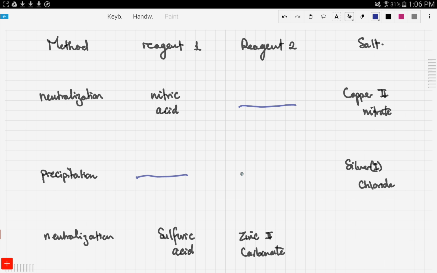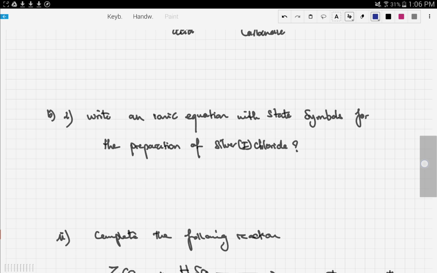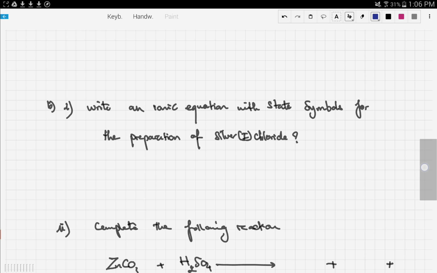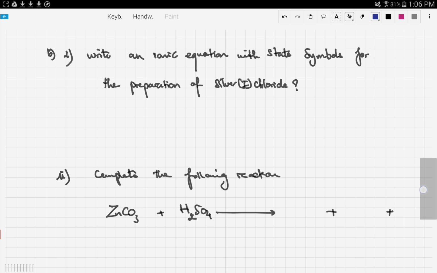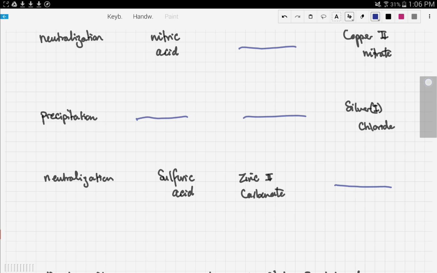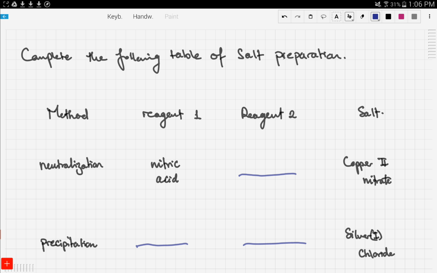So the blank, a blank, and a blank. And then it tells you write an ionic equation with state symbols for the preparation of silver chloride, and then it asks you to complete the following reaction. So let's start. Now we're in an exam. Imagine you're in an exam and you need to solve this question right here, and you need to solve it smartly. Now let's begin. So we talked about neutralization reactions, and we said that it's an acid plus a base.